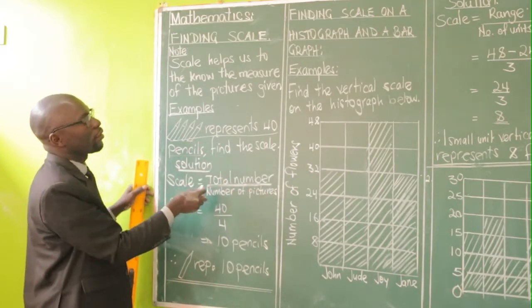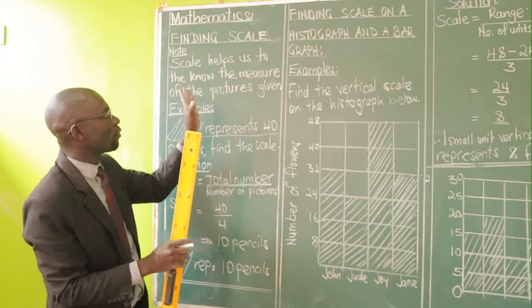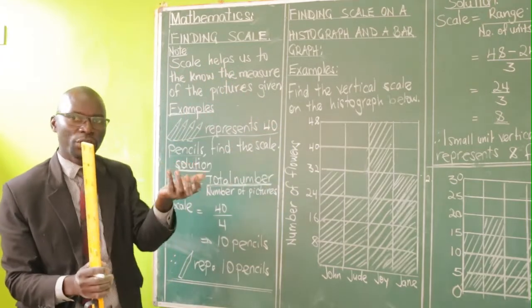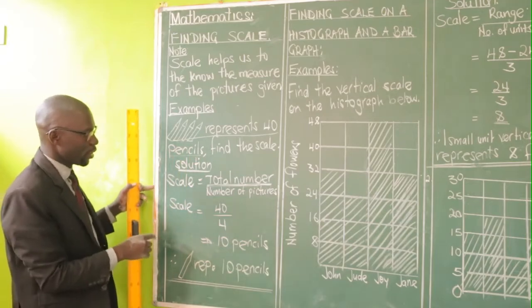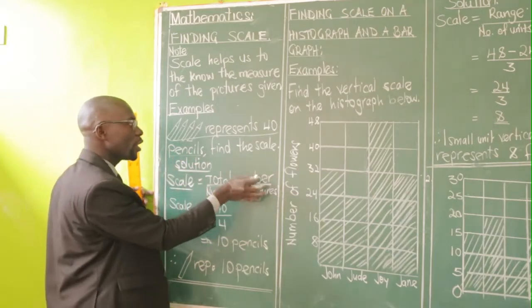Find the scale. We've been told the scale helps us to know the measure of the pictures given. So now here we are going to say the solution: scale is equal to total number.